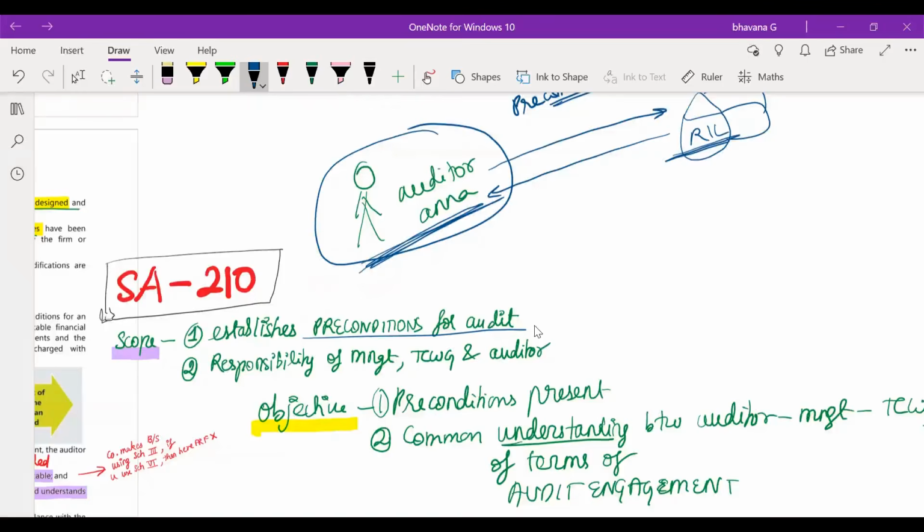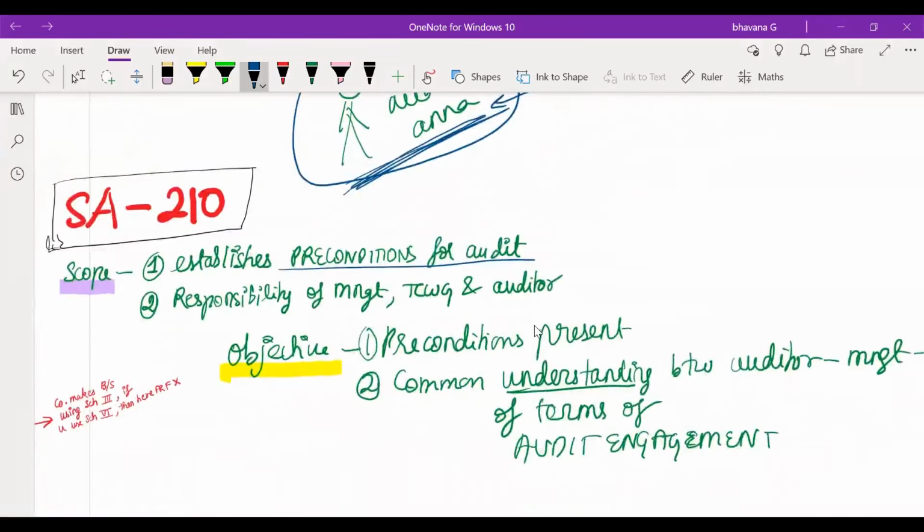That is covered in SA 210. And next, what is covered in SA 210 is what is the responsibility of management, TCWG and auditor. So this is the scope of SA 210. What are the two things? Repeat after me: the preconditions for an audit and also the responsibility of management, the responsibility of TCWG, the responsibility of auditor. Everything is given in 210.